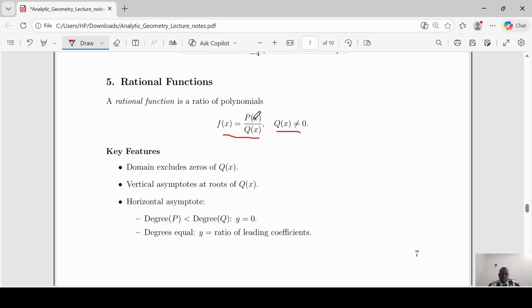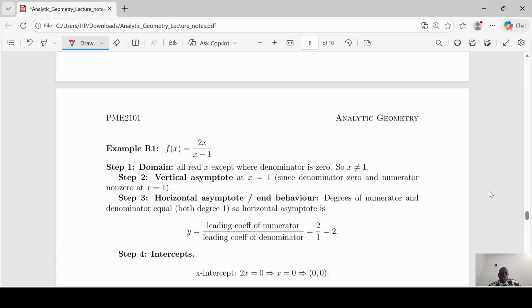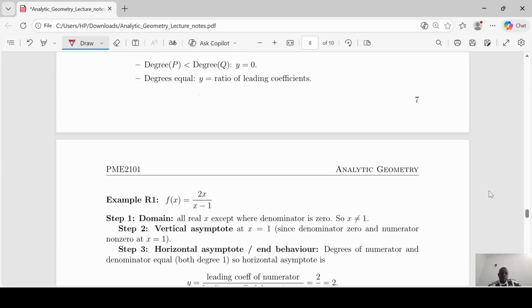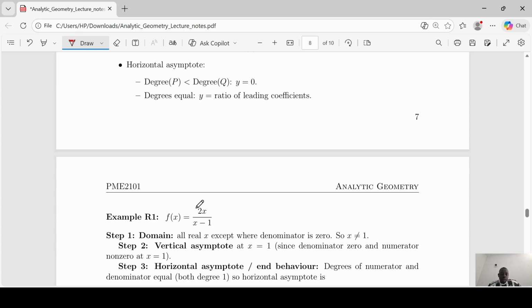When the degree of the numerator is less than the degree of the denominator, the horizontal asymptote is y equal to 0. Then when the degrees are equal, the horizontal asymptote represented by y is given by the ratio of the leading coefficients. So let's take an example here. Here we have a simple example. A rational function f of x equal to 2x over x minus 1.